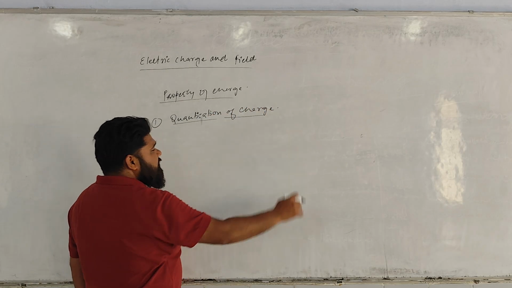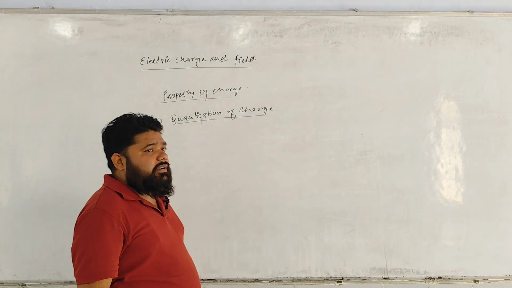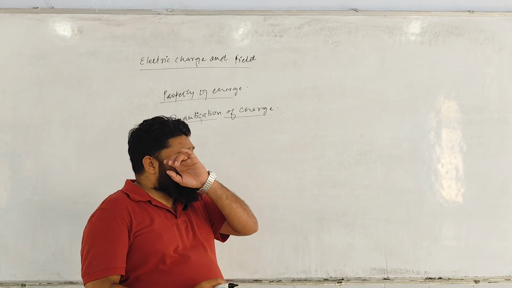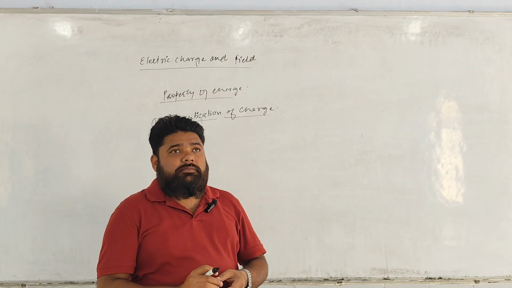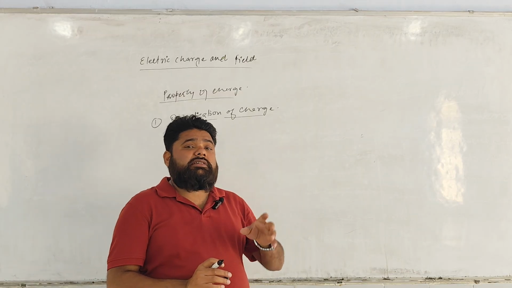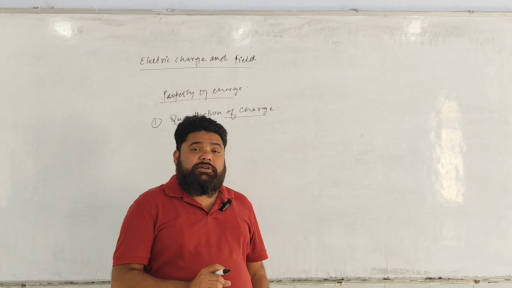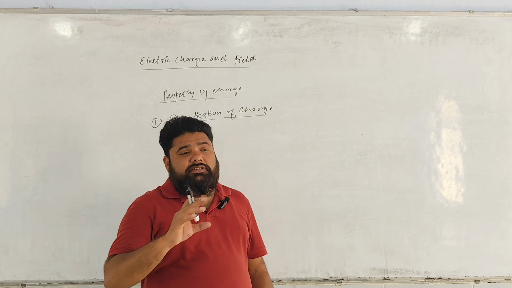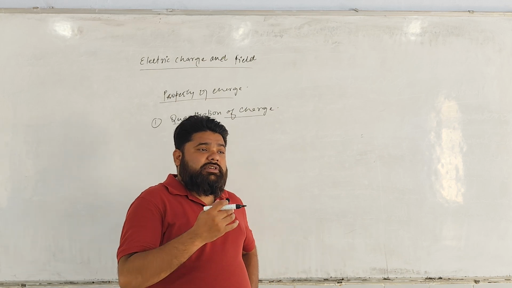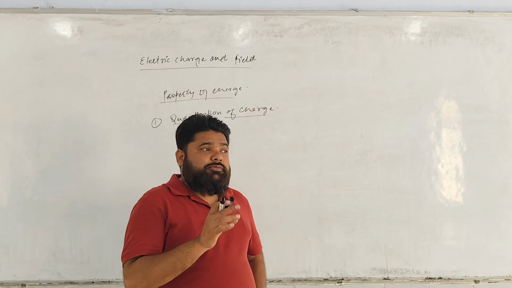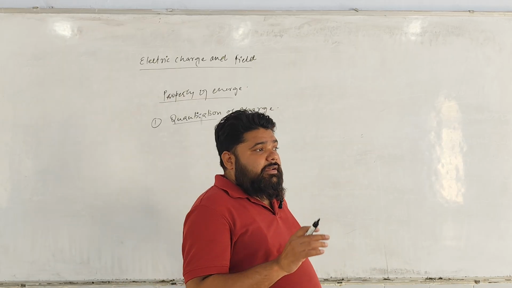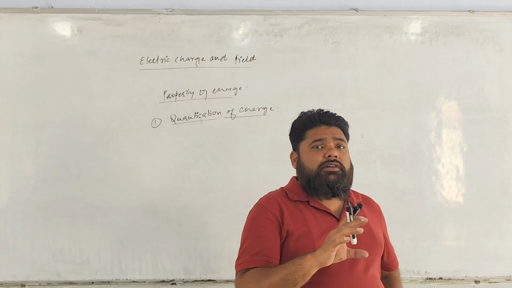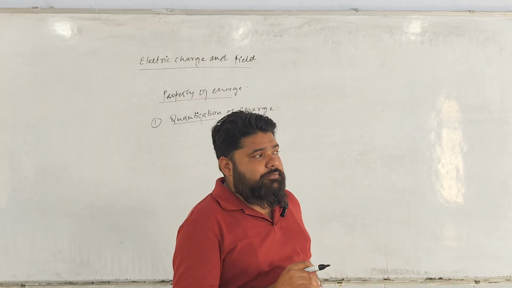What is quantization of charge? Quantization of charge basically means that if we see the free charge on a system, then charge is always an integral multiple of the basic unit of charge. Whatever total charge is on any system, or when charge is transferred, it will be in the form of an integral multiple of the basic unit of charge. The basic unit of charge may be the charge of an electron or the charge of a proton.